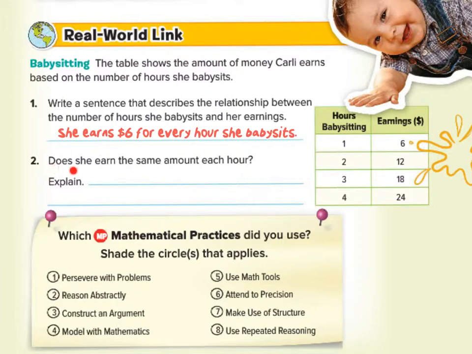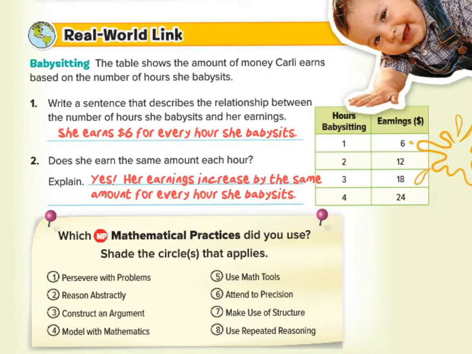Number 2, does she earn the same amount each hour? Well, I see that she does because for every hour we increase 6. See, we go from 1 to 2, 6 to 12. Every single time we add an hour, we're going to add another $6. So we can say, yes, her earnings increase by the same amount for every hour she babysits.